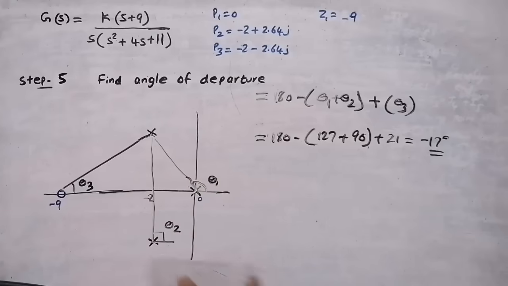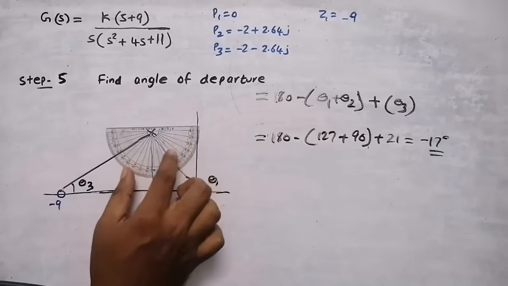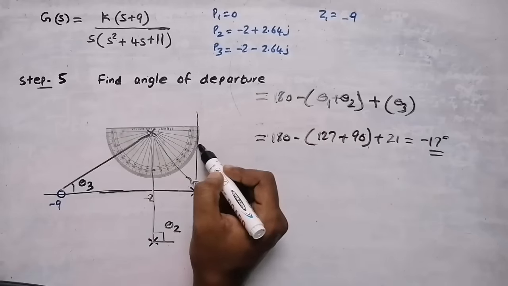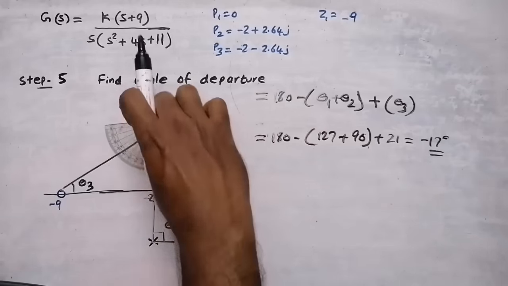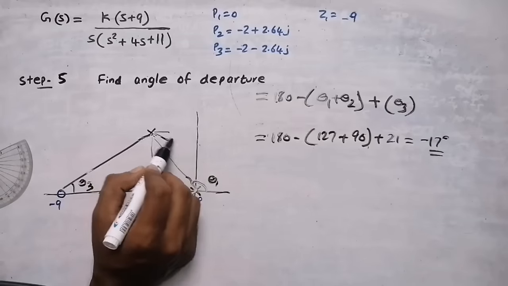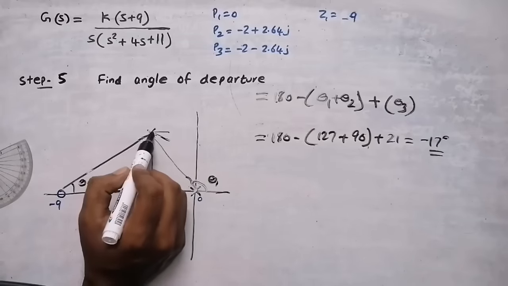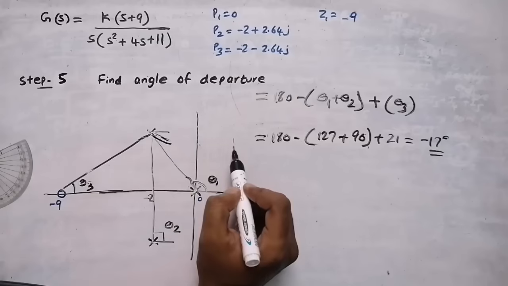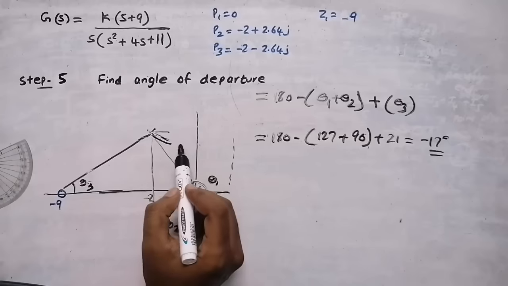Keep a protractor here, then take minus 17 degrees: 0, 10, 15, minus 17, it is going to be here. Okay, so by using this as the baseline, from the pole the root locus will start and it will go like this. Then we have the angle of asymptotes here, then it will reach the asymptote through the imaginary axis.